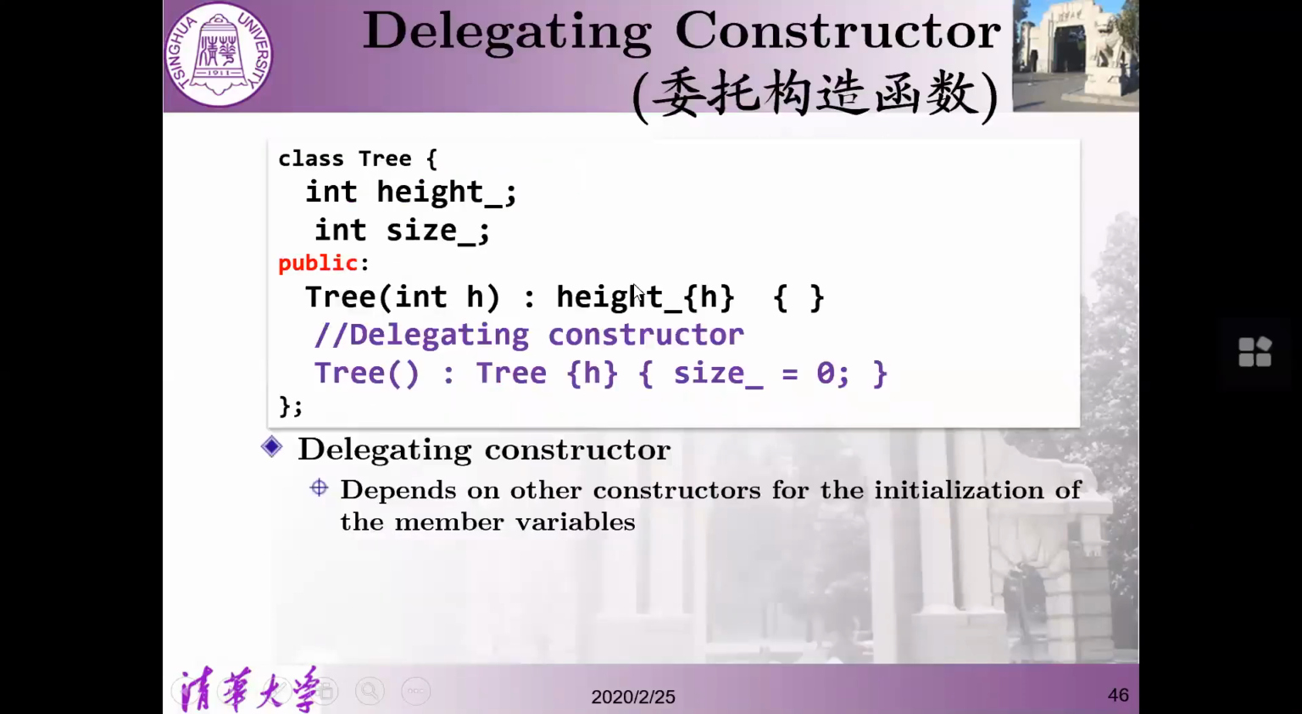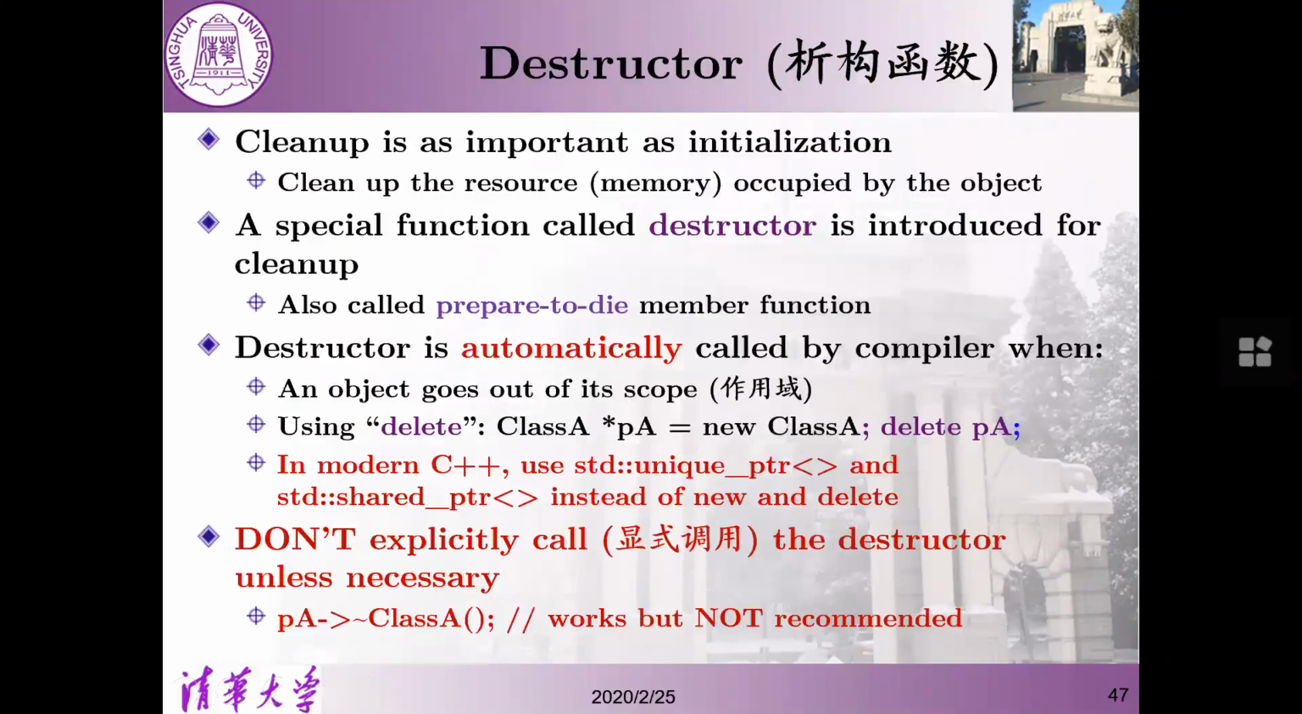Next one is the delegating constructor. This is very simple, I think. In the constructor definition, you just call another constructor to initialize part of the variables. Then you can do other things in the function body. So this constructor delegates to that constructor. So this is a very simple grammar, I think. Okay, and this is the constructor.